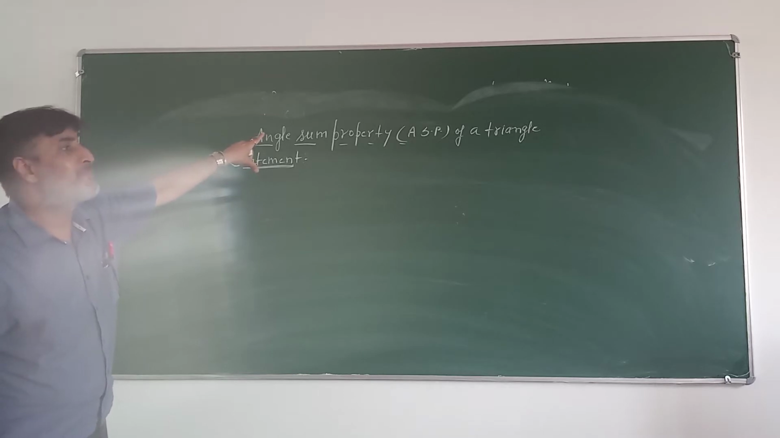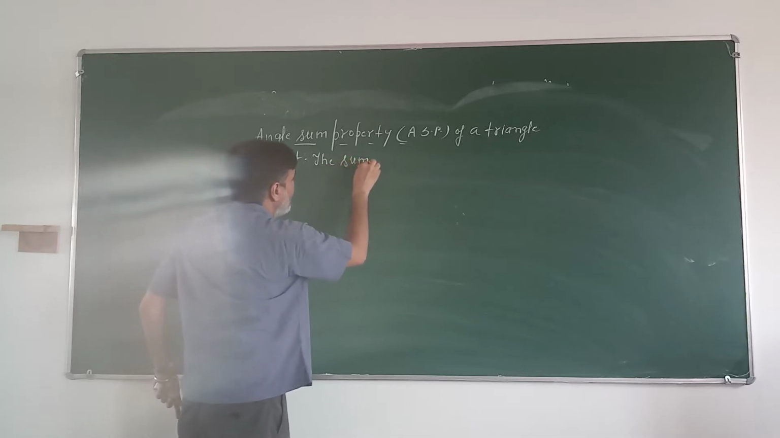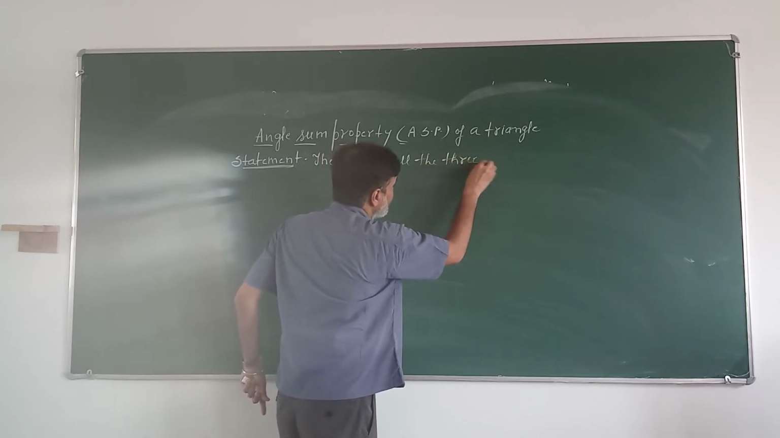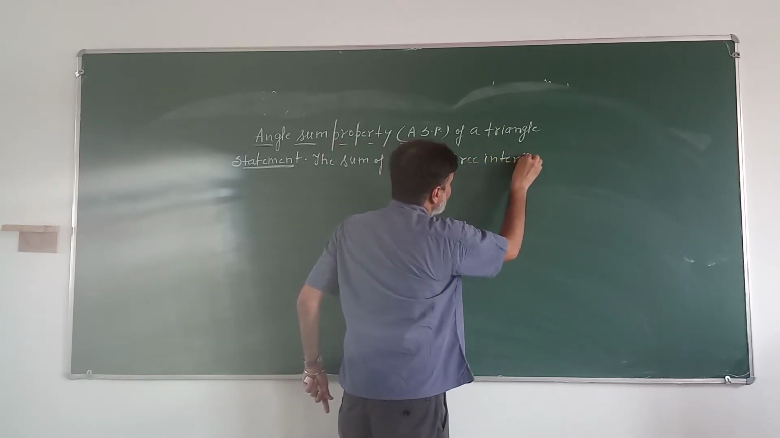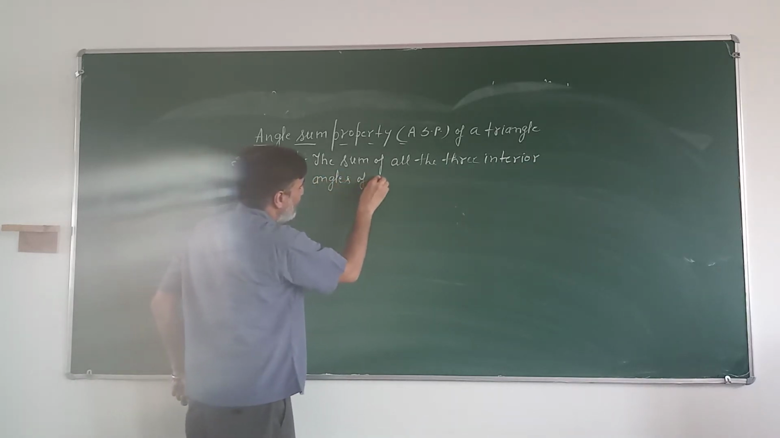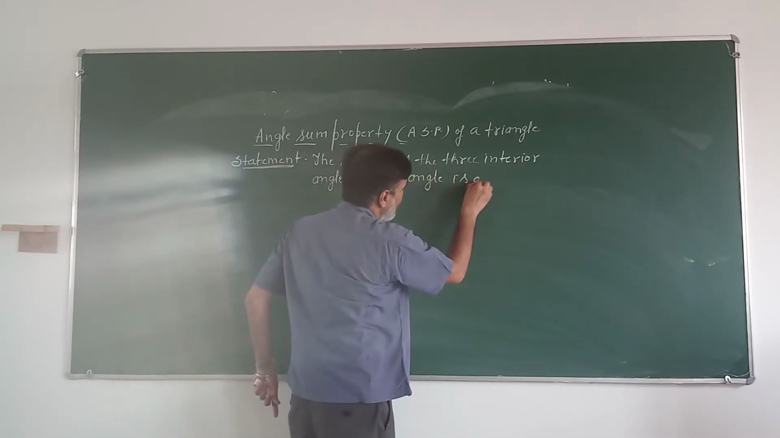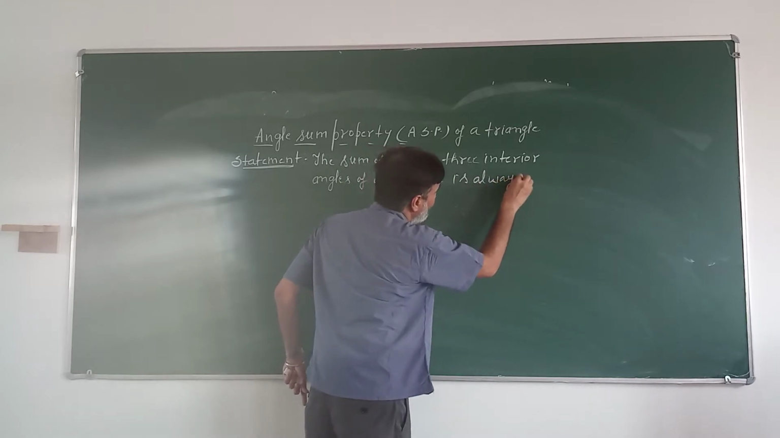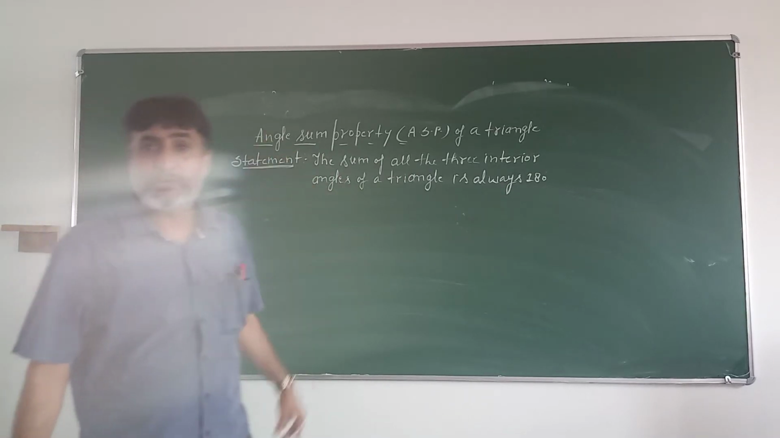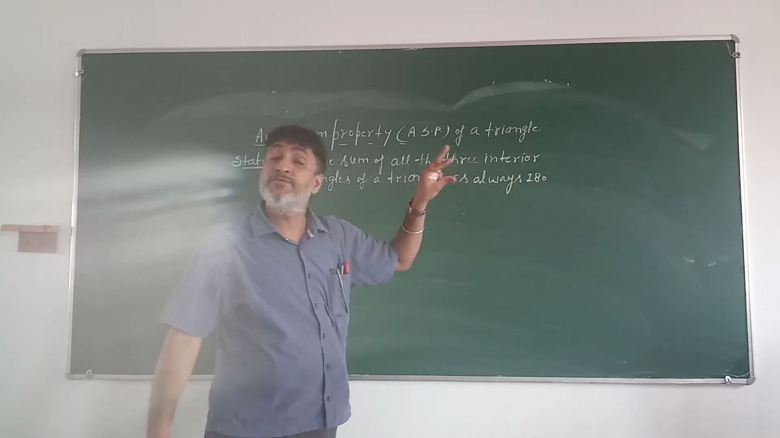According to this angle sum property of a triangle, the sum of all the three interior angles of a triangle is always 180 degrees.